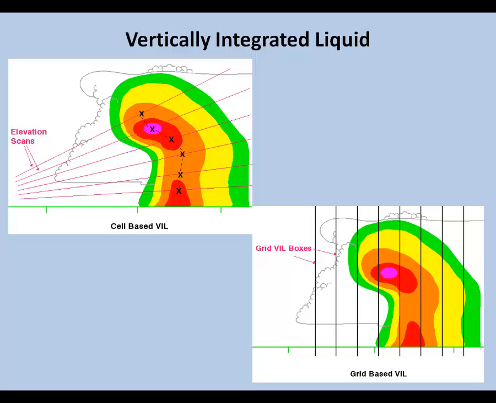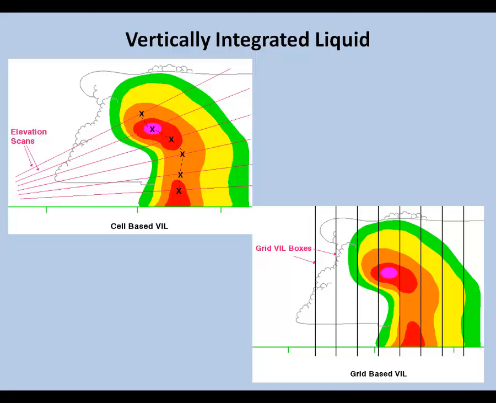What do I mean by cell-based and grid-based? Well, as a cell-based product, and believe it or not, there is such a thing as a cell-based VIL. It's calculated at the RPG. You can't find it on the menu anymore. I think you can probably pull it up and scan if you tried, but it is there. But again, the way we see it now and the way it's traditionally used is that it's a grid-based VIL, which is the bottom right image here.